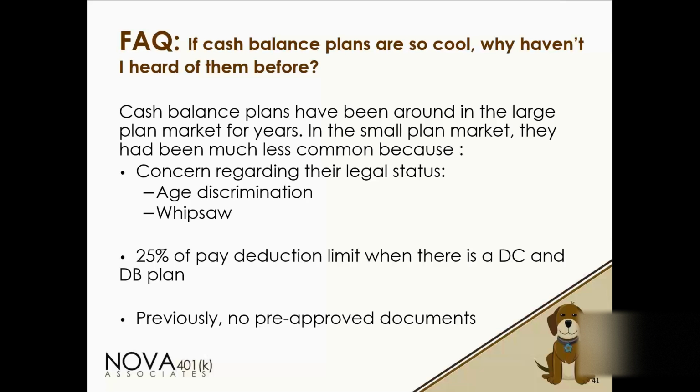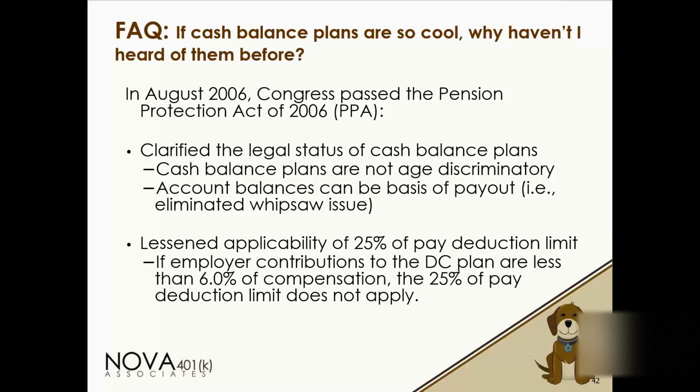I already talked mainly about this. Why haven't you heard of a cash balance plan before? Because of the legal uncertainty that has mostly been cleared up. There was also a 25% pay deduction limit when you have both a DC and a DB plan. That's kind of gone away for the most part. So you can deduct more than 25% of pay as long as the DC contributions are less than 6% of pay. That's if it's not PBGC covered. That doesn't come into play if your plan is PBGC covered.